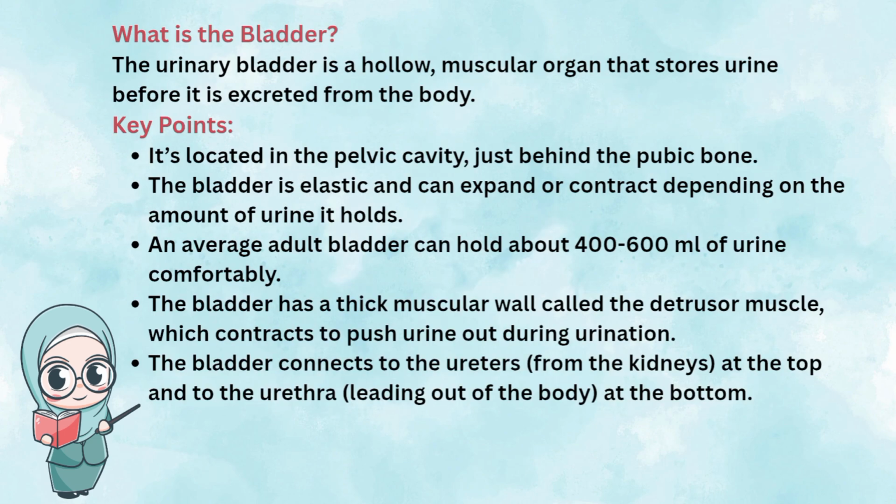What is the bladder? The urinary bladder is a hollow, muscular organ that stores urine before it is excreted from the body. Key points. It's located in the pelvic cavity, just behind the pubic bone. The bladder is elastic and can expand or contract depending on the amount of urine it holds. An average adult bladder can hold about 400 to 600 milliliters of urine comfortably. The bladder has a thick muscular wall called the detrusor muscle, which contracts to push urine out during urination. The bladder connects to the ureters, from the kidneys, at the top and to the urethra, leading out of the body, at the bottom.